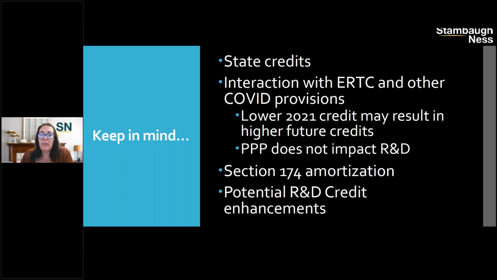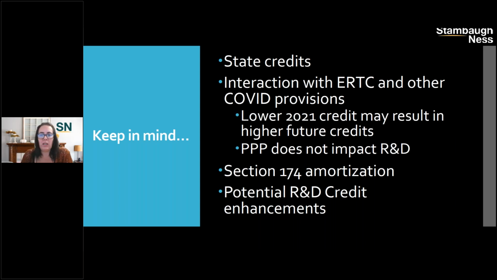But remember, most states do have some form of state R&D tax credit. We do take a look at those when we're calculating the credits, see where the people work, where the projects are located, see whatever states have those credits available. Another thing that you'll want to keep in mind when it comes to the R&D tax credit is the interaction with the employee retention tax credit and other COVID provisions.